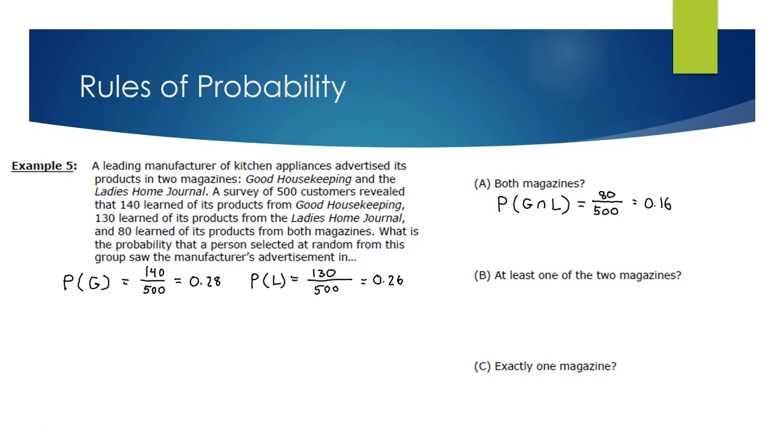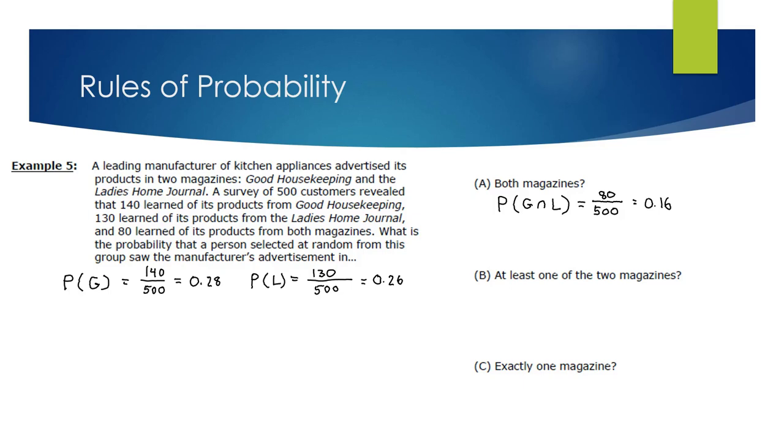The probability of them learning of the product through Ladies' Home Journal was 130 out of 500, which is 0.26. And both magazines, based on what they told us, was 80 out of 500, and that's 0.16. So these are pretty self-explanatory from the information that they have.